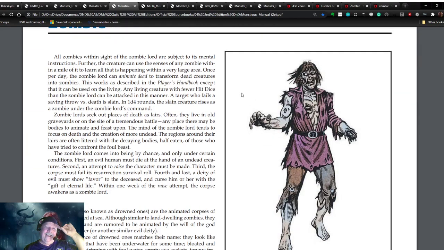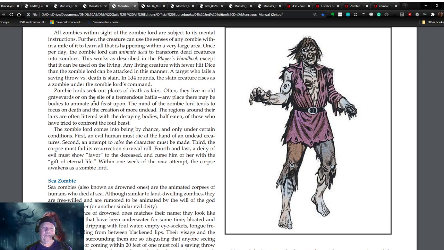Okay. All zombies within sight of the zombie lord are subject to its mental instructions, and the creature can use the senses of any zombie within a mile to learn all that is happening within a very large area. Once per day, the zombie lord can animate dead to transform dead creatures into zombies.